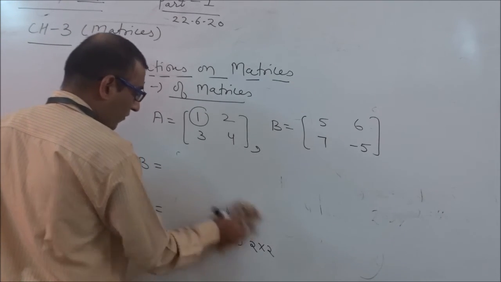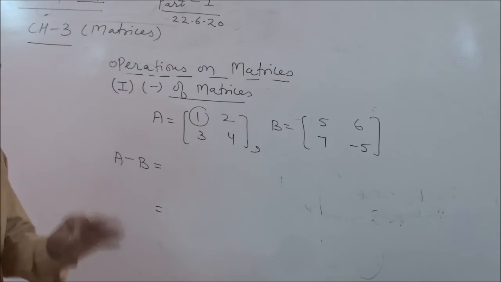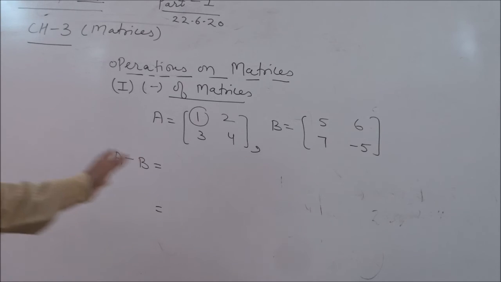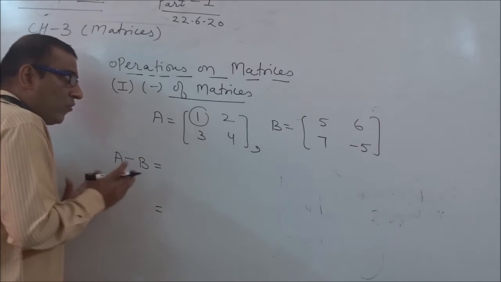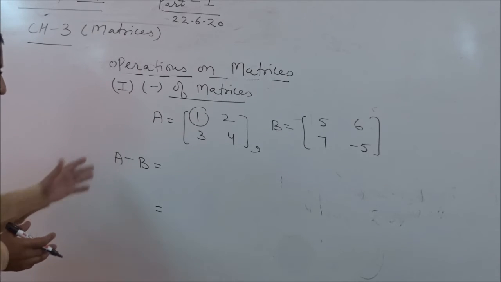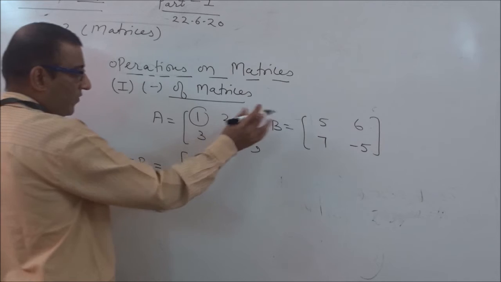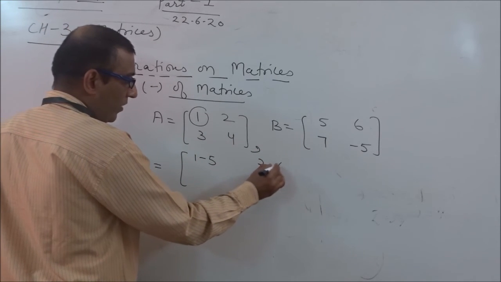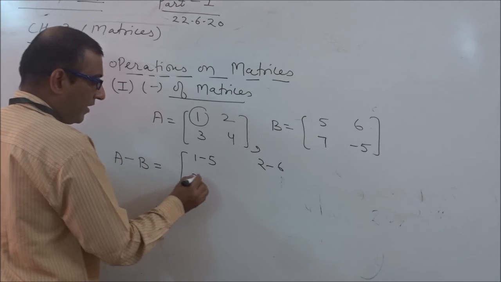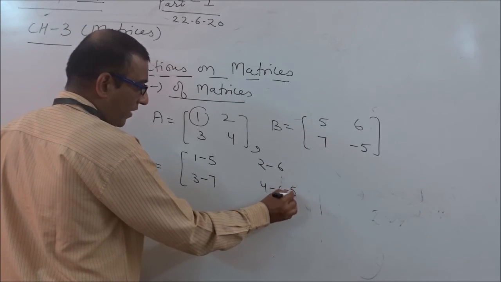This time we will go with subtraction. So again the same things are there. Orders should be the same, and if you notice here, both matrices are of order 2 by 2, so subtraction of matrices is possible. So how can we calculate A minus B? The corresponding element of 1 is 5, so we will write here 1 minus 5. Then we will write 2 minus 6. Then 3 minus 7. Then 4, then minus, and then the minus sign is here.